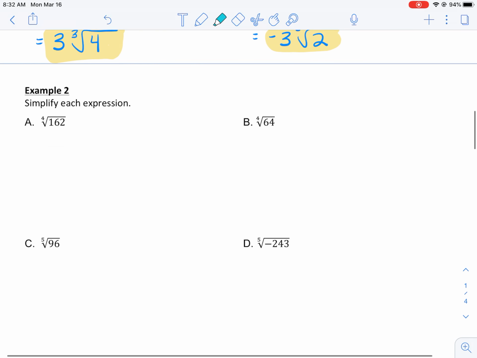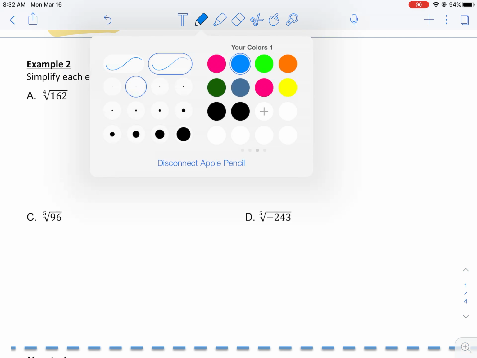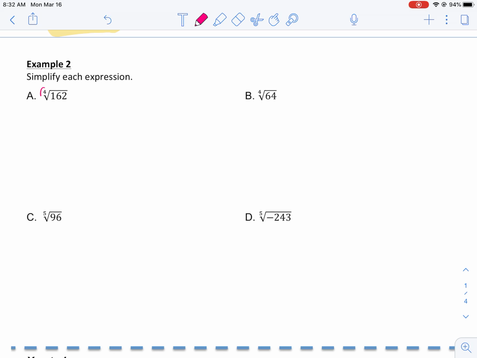For the next set of examples, we're going to take a look at 4th and 5th roots. Again, the key is that the index tells you how many of a kind you need in order to take the number out. So for the 4th root of 162, we're going to do 2 and 81. And you can use a calculator, either on your phone or at home, if you're having trouble thinking of these factors. I'm going to do 9 and 9, 3 and 3, 3 and 3.